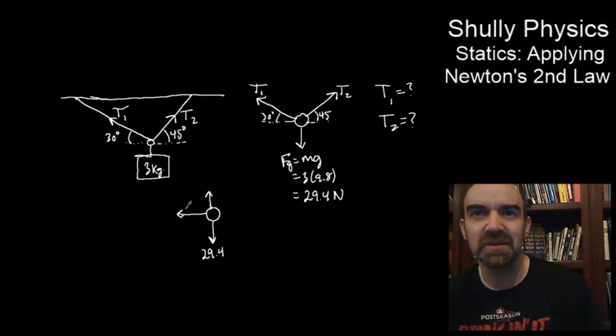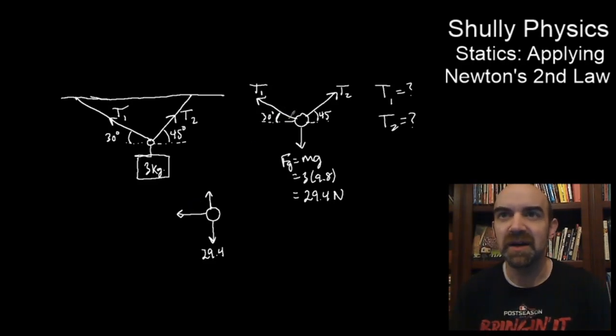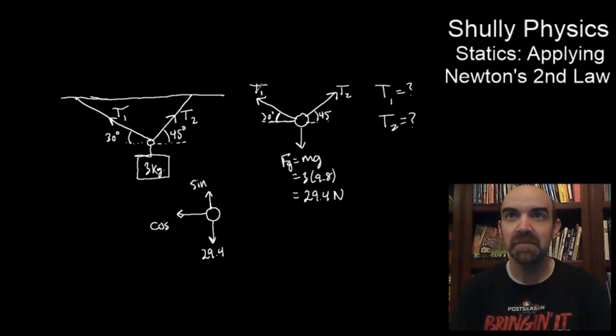Which one is this going to be? Well, the side coming out this way is adjacent to the 30 degree angle. So the horizontal piece is going to be the cosine, and that makes the vertical piece the sine. The force is tension 1, and the angle is 30 degrees.